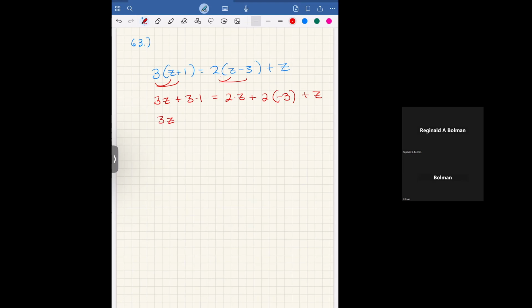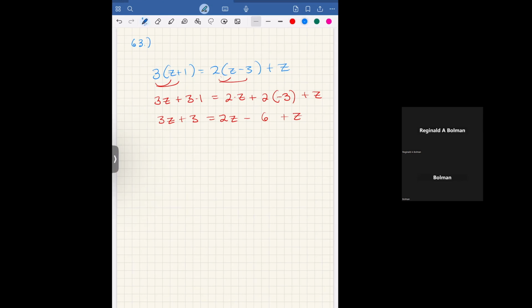3z, that's just 3 times an unknown number. 3 times 1 gives you 3. 2 times z is just 2z. Positive, negative is a negative. 2 times 3 is 6 plus z. There's a reason why I'm working through the problem this way. It's going to allow you to obtain a more accurate answer with fewer mistakes, hopefully.